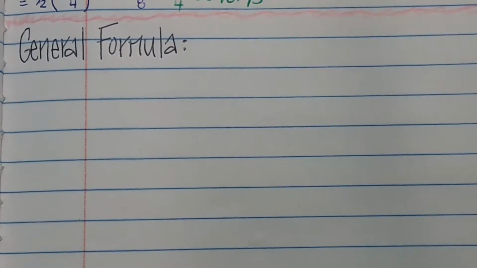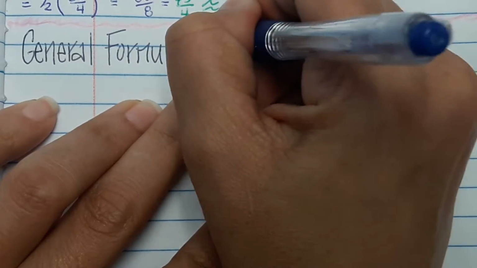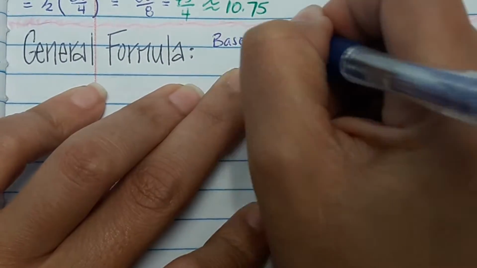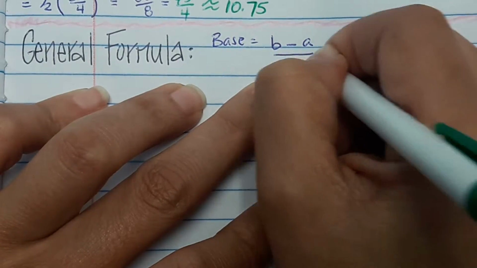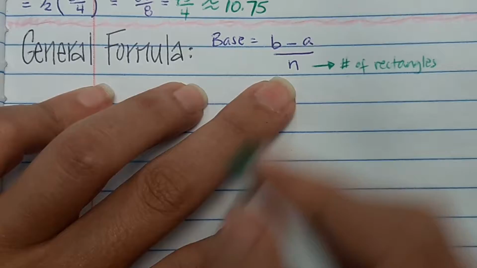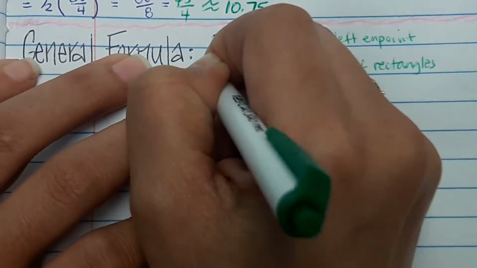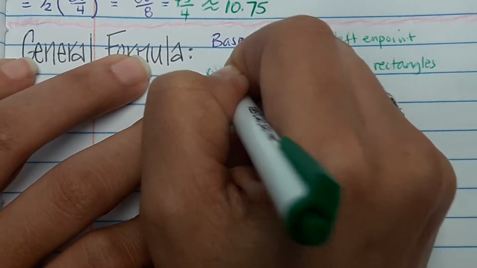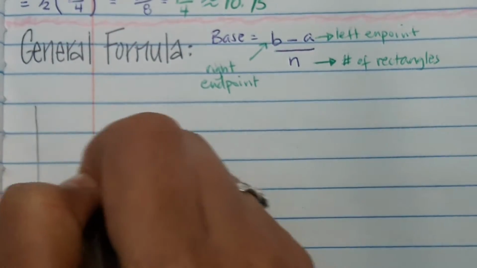Alright, so let's make a general formula so that we don't have to do this the entire time. The base of both, whether you're doing left or right, is going to be b minus a over n, where n is the number of rectangles, a is the left endpoint, b is the right endpoint. So I'm going to show you actually where this comes from. Let me just draw a graph and let's label these things so you can see what it is.